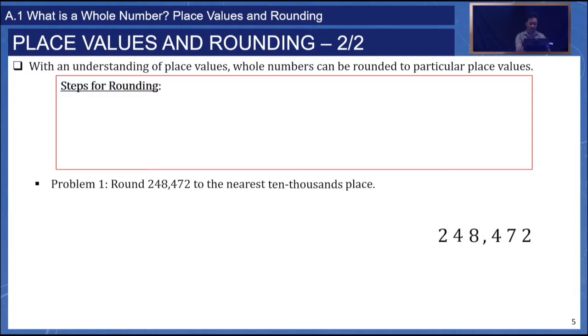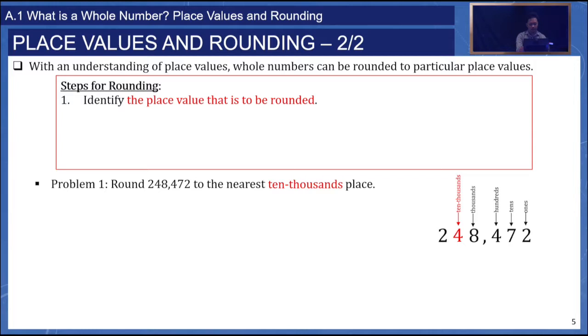Well, the first step is to write it out, 248,472. You want to identify the place value that is to be rounded. So what is the place value to be rounded? It's 10,000ths. How do I know that? Because it's in the 10,000ths. So what number is in the 10,000ths place? Well, if you look at the number, you have the ones, tens, hundreds, thousands, 10,000ths place. So the number in the 10,000ths place value is 4.